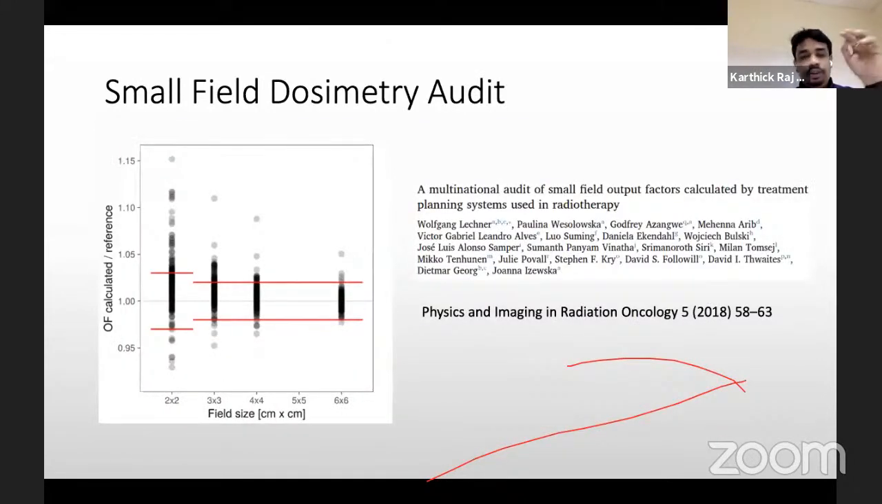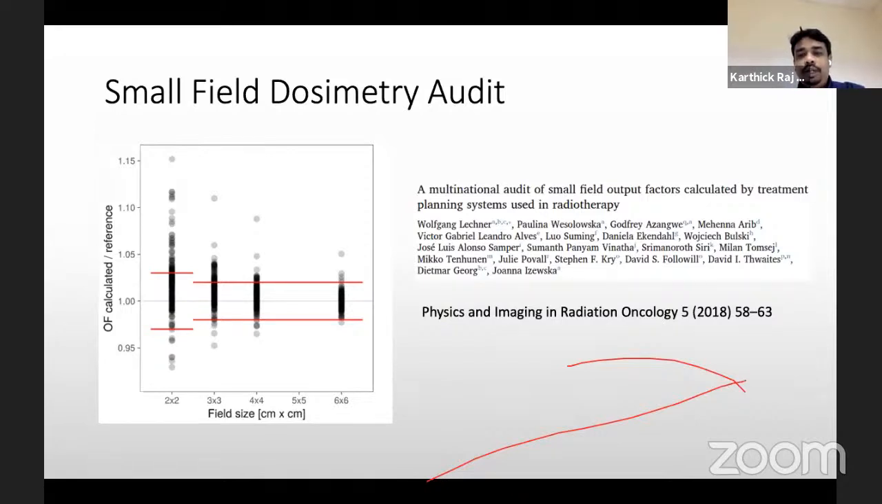Another important thing is a paper published in 2018 on a small field dosimetry audit. They did it in a lot of centers. Most of the time, the small field data entered into the treatment planning systems are not very accurate. You can see in the 2x2 field, the output factor compared with the reference has a difference of 15% in some of the centers. And one more important thing: your treatment planning system may be configured starting from a 4x4 field.